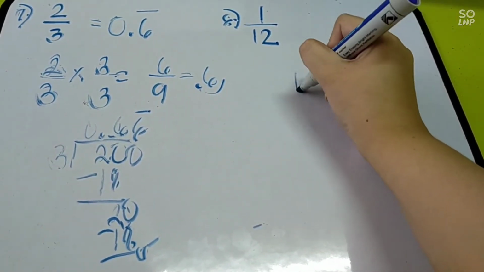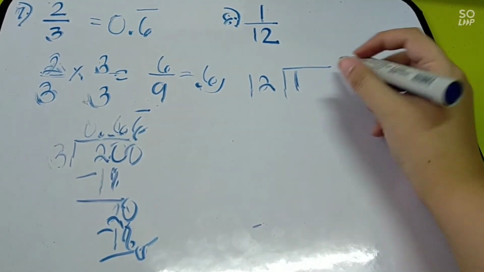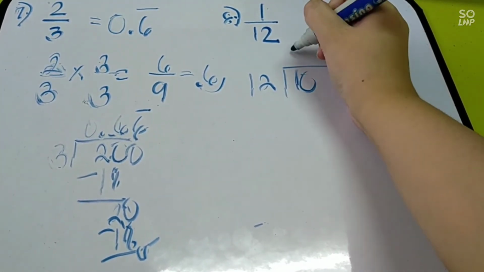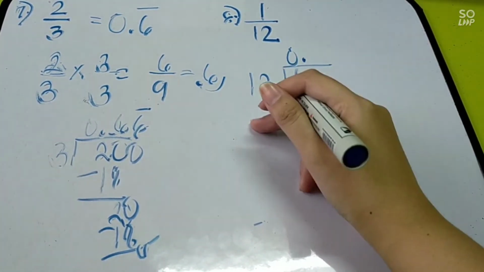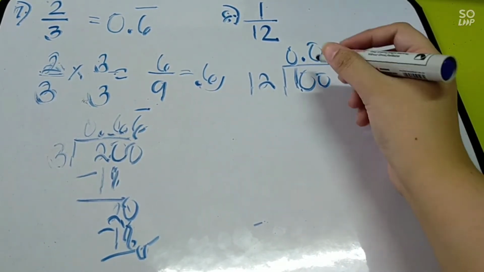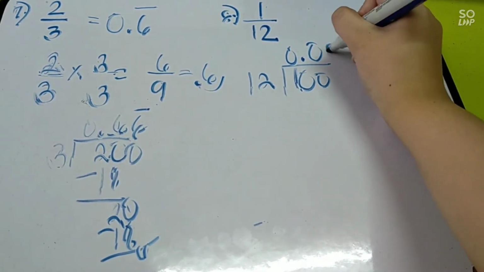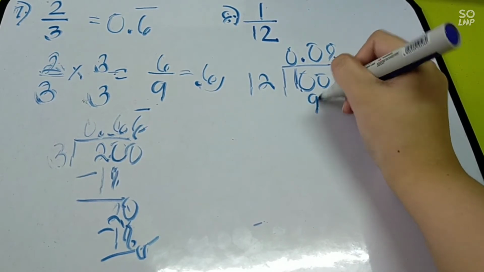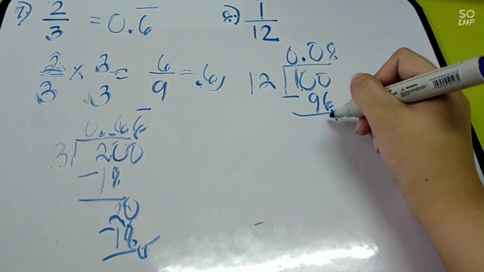Okay? So, we have here 1, then i-divide natin by 12. So, we have 1 divided by 12, cannot be. So, add 0. Since nag-add ka ng 0, ayan, decimal tayo. Si 10 divide 12, hindi pa rin. So, add 0 pa rin. Then, tsaka tayo mag-divide. So, we have here 100 divided by 12. So, ang sagot na dyan, we have here 8. 8 times 12, the answer is 96. Then, subtract mo. So, 100 minus 96, the answer is 4.